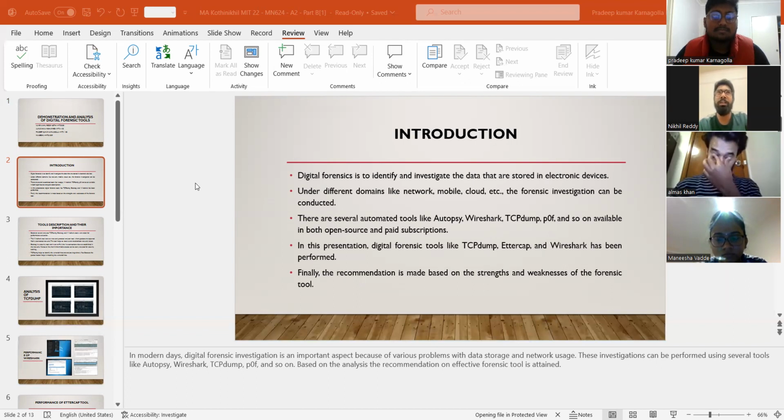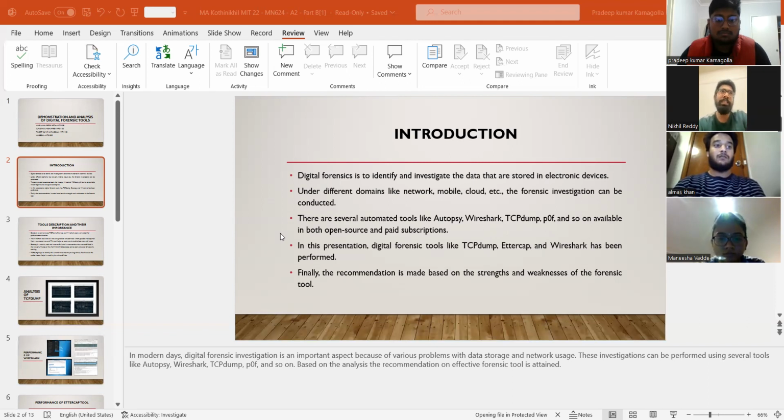Some of them are mobile forensics, network forensics, cloud forensics, and some other domains. And we do have a lot of tools to demonstrate, analyze, and perform the digital forensic investigation. We have a lot of automated tools available in the market, both paid and open source. In this assignment, we use Wireshark, EtherCap, and TCP dump.